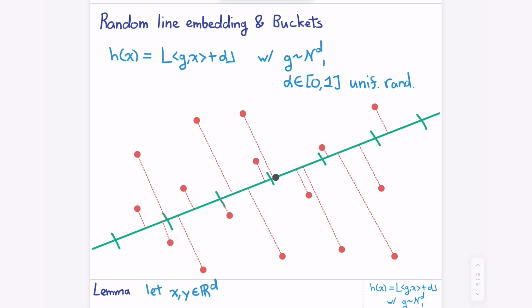Notationally, it's going to be convenient for us to just sample a random Gaussian vector. It's probably very close to a unit direction. That's what we learned. And then I'm going to sample this alpha, which represents the shift between 0 and 1 uniformly at random. So I'm taking x and projecting it onto g, so g dot product x, and I'm adding alpha and rounding down to the nearest integer. And that would give an integer code. So that's what we're going to study.